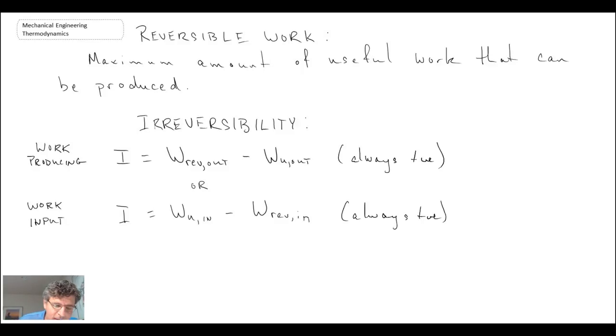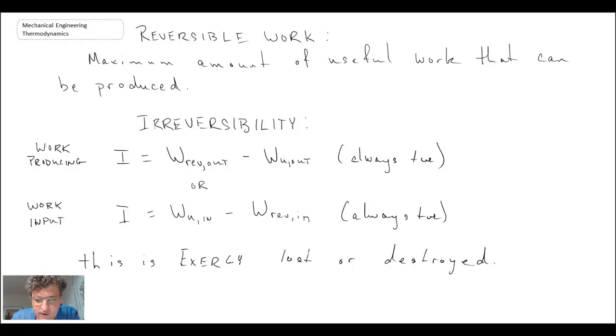So what this is, it's a quantification of exergy lost or destroyed. Sometimes you'll hear the term exergy destruction, and what we're referring to are the irreversibilities that exist within our system. And our job as engineers is to minimize those irreversibilities. So those are a couple of concepts that we'll be discussing when we continue on through exergy analysis.